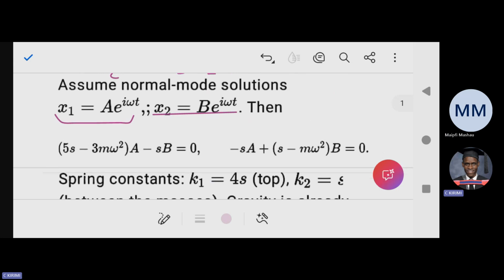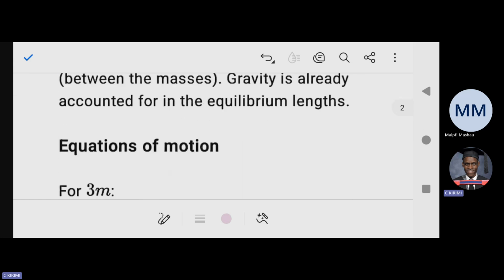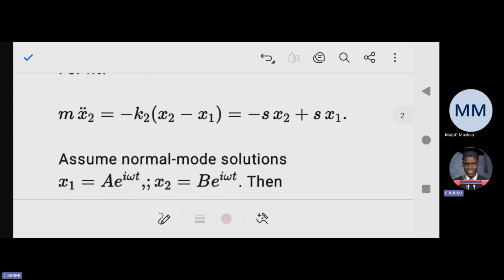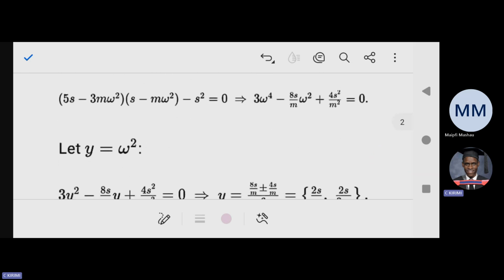Why are we equating them to 0? Spring constants, K1 was given 4S, and then this one we did that one. And then this is our differential equation. We are done with this one. Now we are solving for omega.